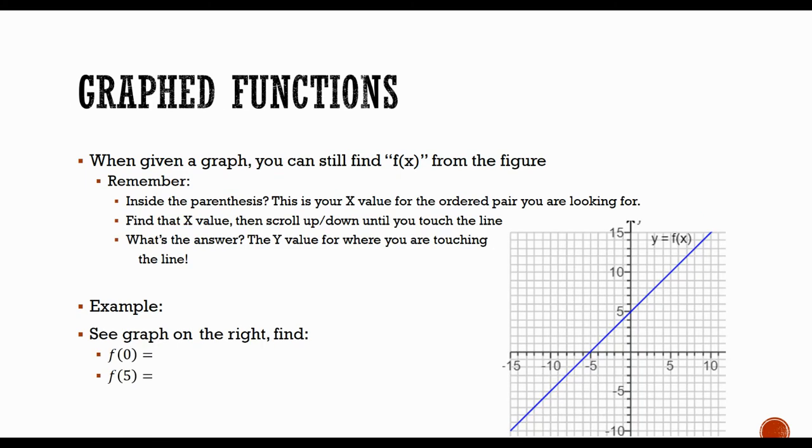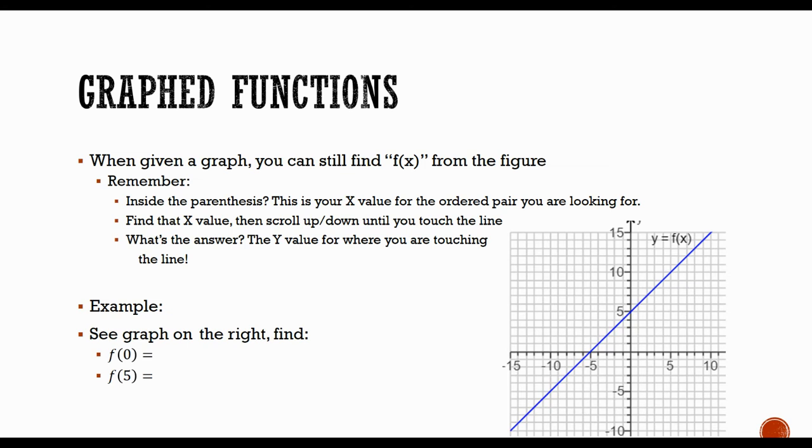So what if you have a graphed function? You can still find f of x from a graph instead of from an equation written out. Just keep in mind, the thing inside the parentheses, that's your x. Since we're looking at graphs, that's your x value of an ordered pair. Once you find that x value, you're going to scroll either up or down on your graph until you find the line. Once you have it, hold that spot and then figure out what the y value is for that spot, because that's the answer you're after. So let's see what that looks like in action.